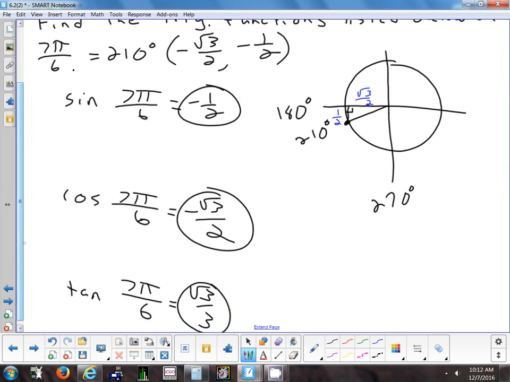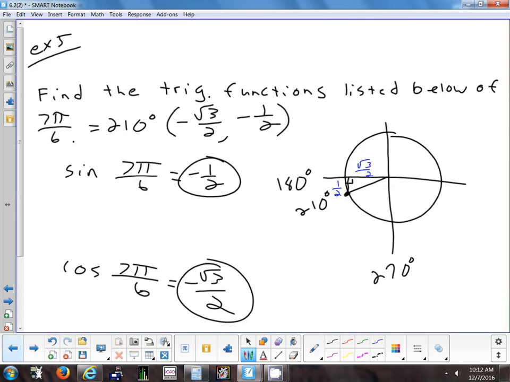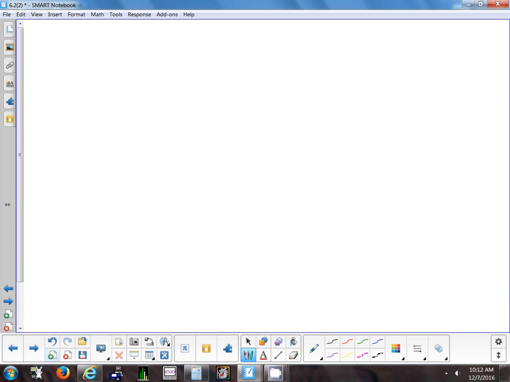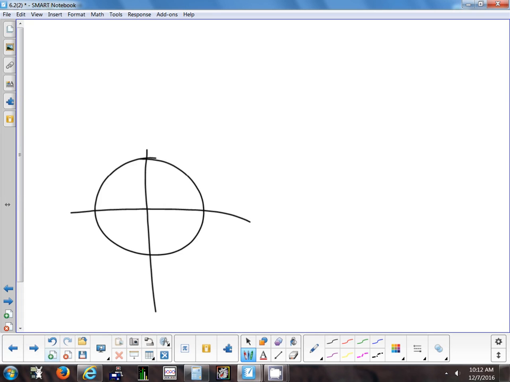Okay, any questions on that one? All right, so there's basically 16 different angles you can do. You can do the 4 that we studied yesterday: 0, 90, 180, and 270. And then you can do a 30, a 45, and a 60 in each quadrant. Okay? So there's all your angles.